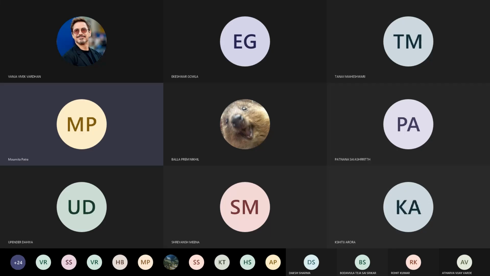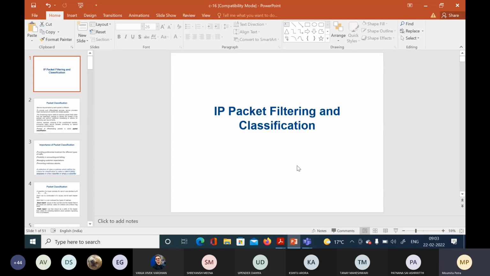Let me start today's class. So until the last class, we had talked about lookup algorithms, right?